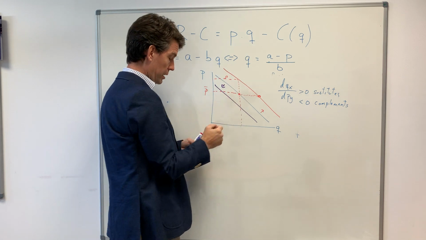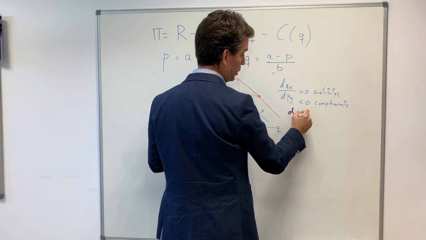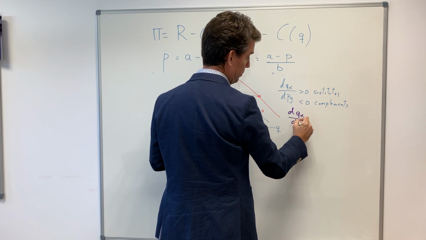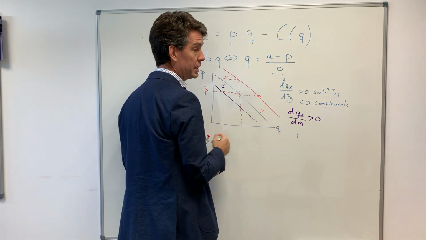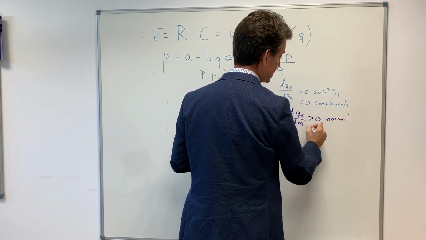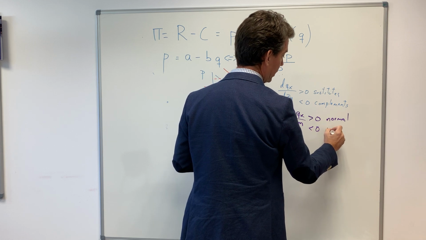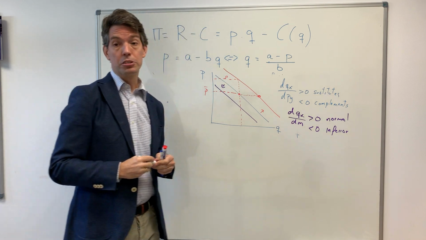So then it would move inwards. What I'm talking about here is the derivative of Qx with respect to M, where M is your income. If it's positive, if both things move in the same direction, we'll talk about normal goods. If it's negative, we'll talk about inferior goods. And we saw some examples during the course.